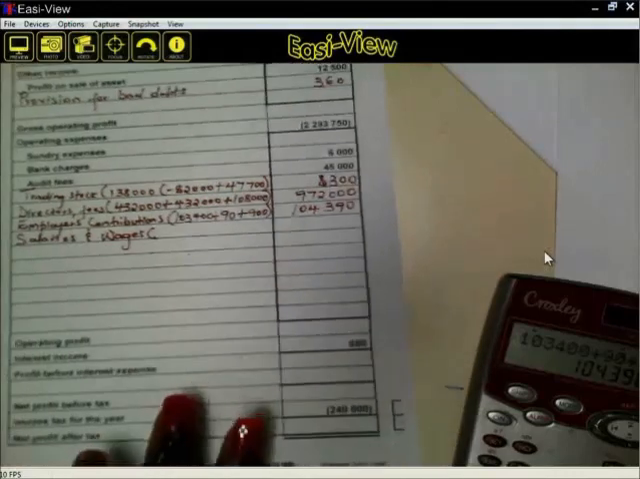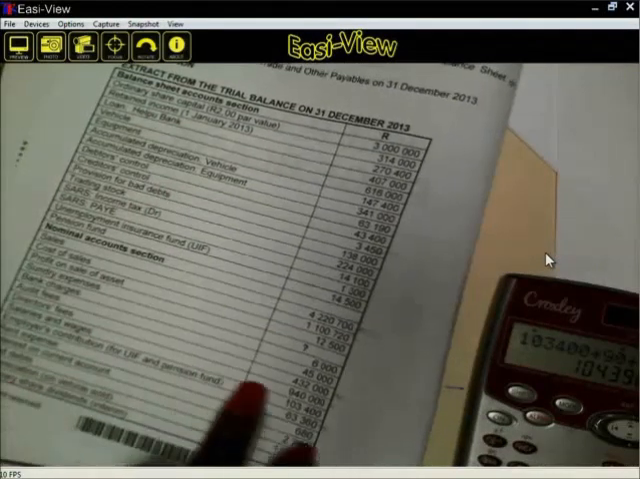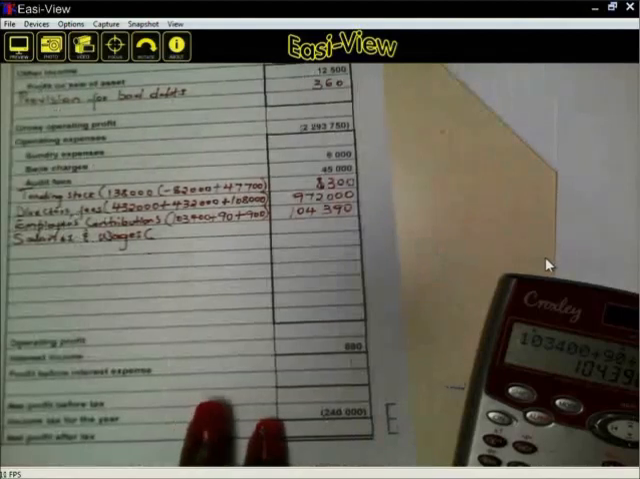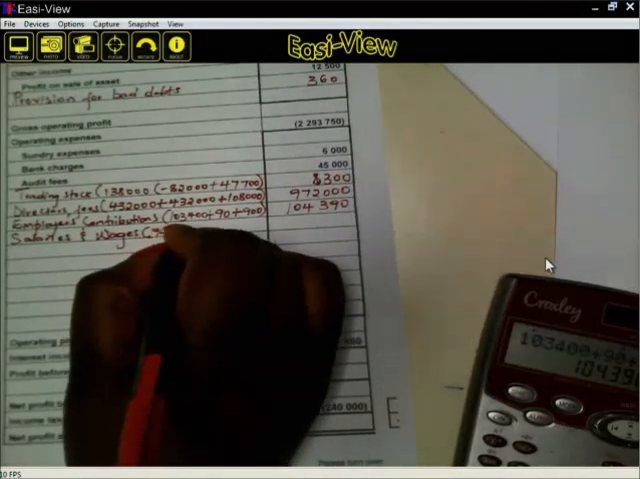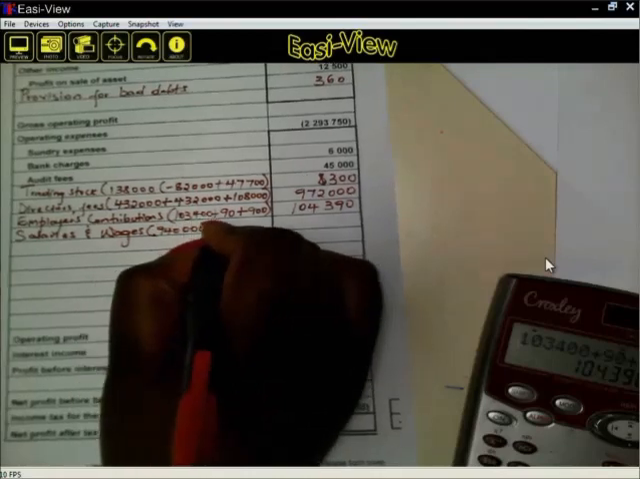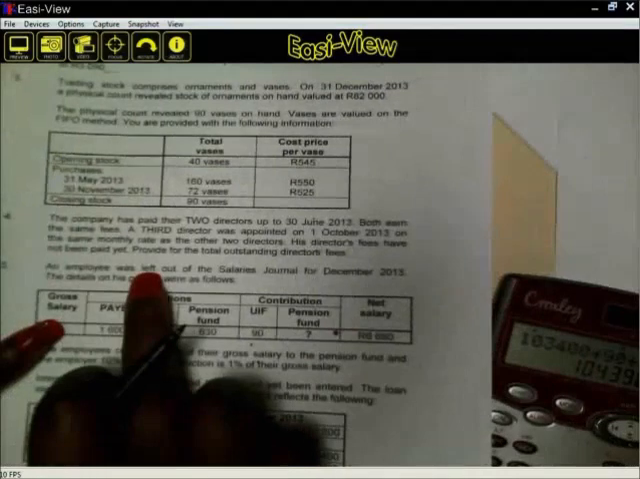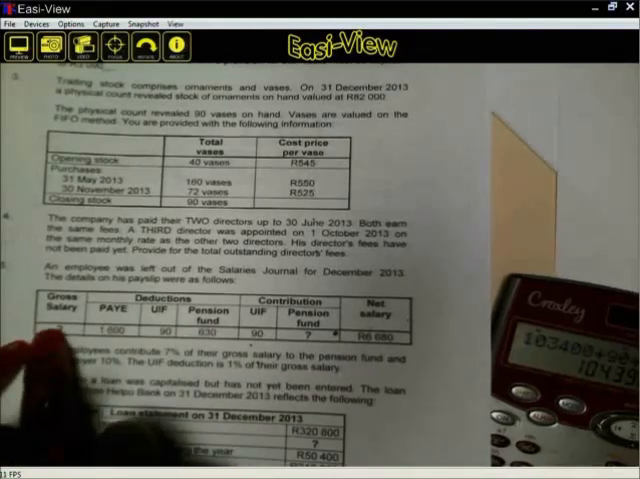Then coming to salaries and wages. We must go again onto the information. Salaries and wages, we're having 940,000 plus. Why do we add? They said the employee was left out. So it means we must include. So what is it that we add there? We add the gross salary.